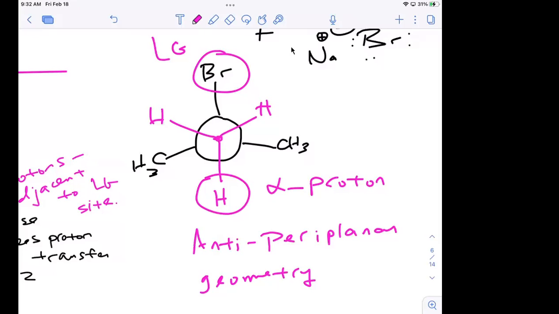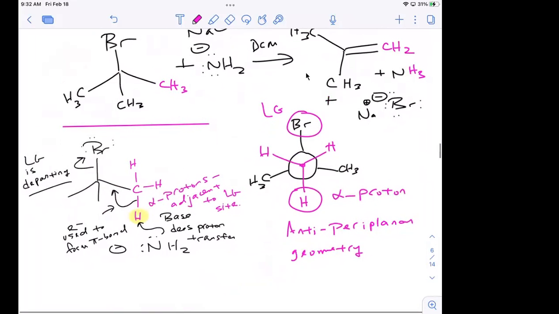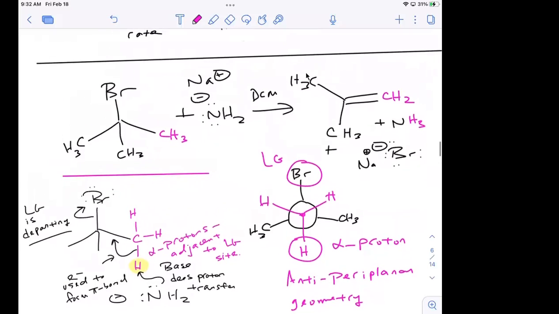All right. So that's the nuts and bolts behind the E2 elimination. Again, you have to have a base, you have to have a good leaving group, and the elimination part is always going to result in the formation of a pi bond. And when I say pi bond, that can be a pi bond to make a double bond, or a second pi bond if you have a double bond and you're eliminating to make a triple bond. I don't just want to say double bond because it can be a double or a triple depending on what the substrate is.